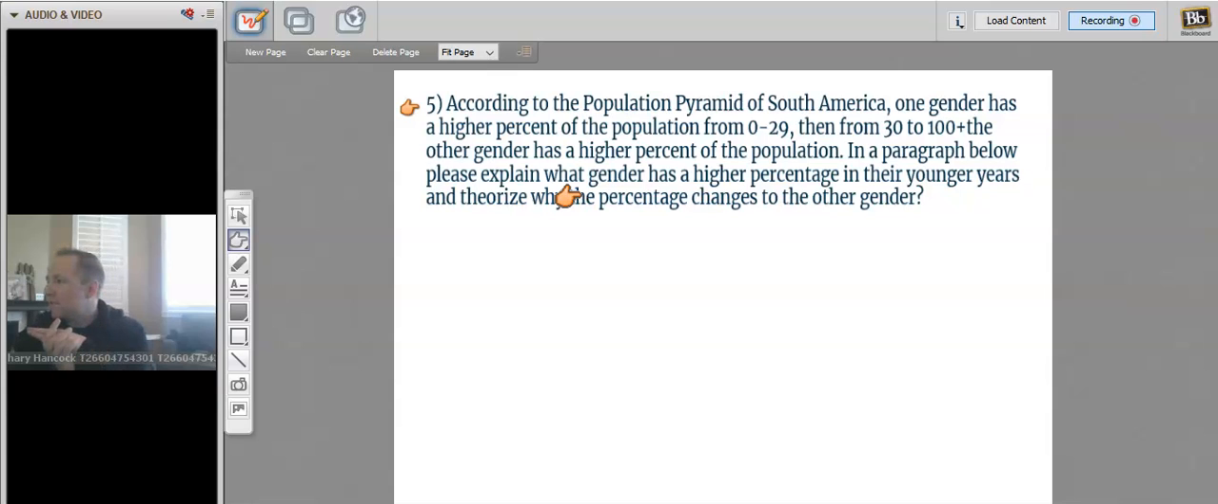So what 7 basically said is the females take over in the world at age 50. Okay? Why would males have such a higher population in the population pyramid, and then at the age of 50 it changes to females? Can you give me an idea of why that would be? So basically I'm saying, why do males die off at a younger age than females? Why would males die off at a younger age than females?